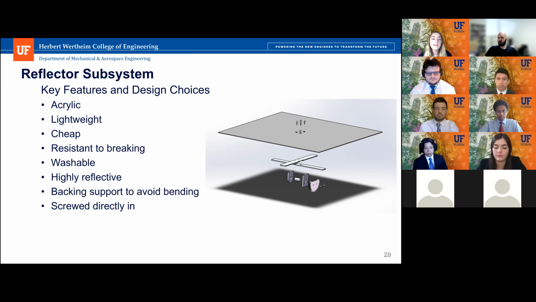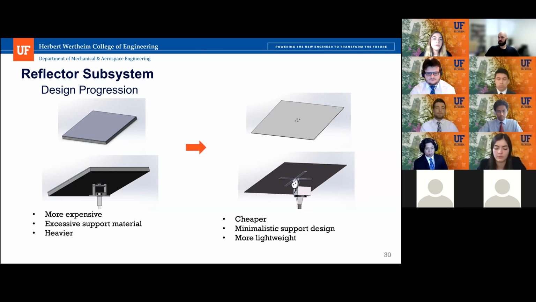And then if we go to the next slide, we can see our design progression. So originally we had the acrylic mirror mounted on a 0.5 meter by 0.5 meter, 25 millimeter thick base made of 6061 aluminum, which we decided to change to the cross support subassembly, which is 3 millimeters thick and consists of 2 bars that are 255 millimeters long and 25 millimeters wide. The first design is much more expensive, with the cost of just the mirror and the support coming to $6.03, whereas the updated design has a cost of $3.84 for the mirror and the backing.